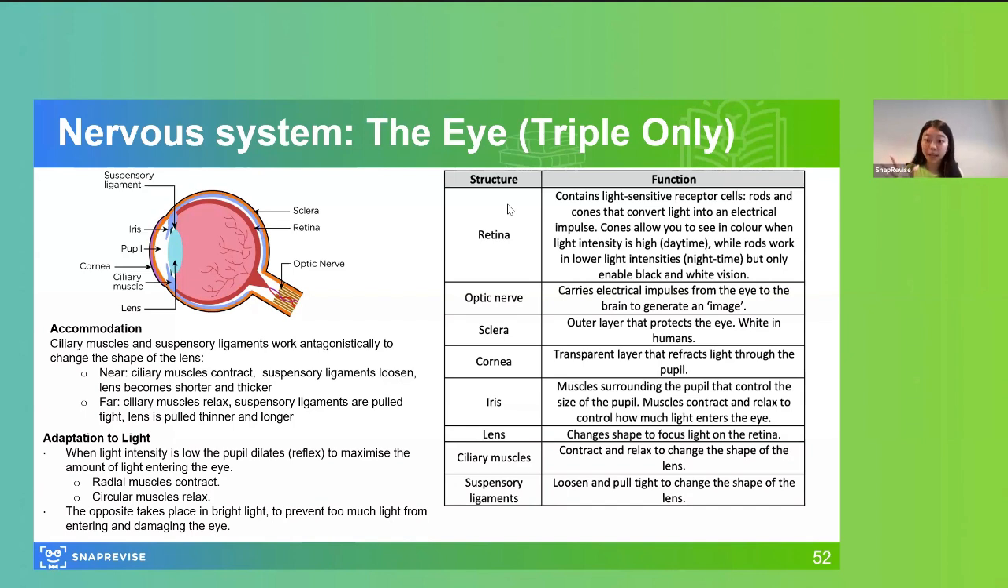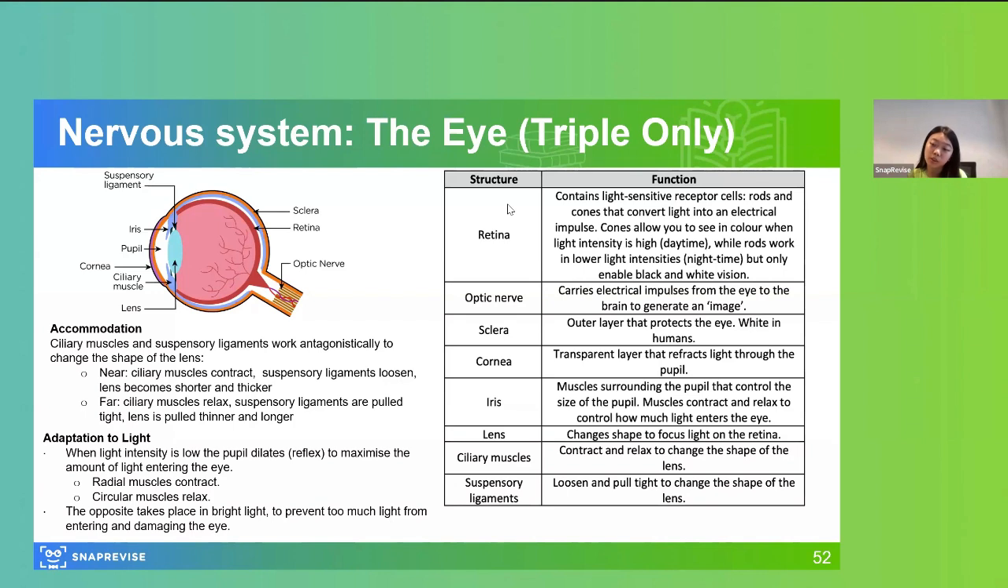If there's dim light, so it's very dark, you want more light to enter your eyes because you want to be able to see. You want to be able to figure out what's going on in the dark. In this case, your radial muscles are going to contract and your circular muscles are going to relax. And this causes your pupil to then dilate.